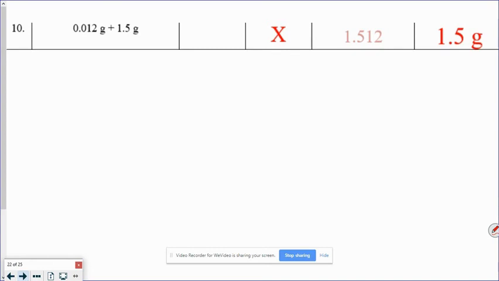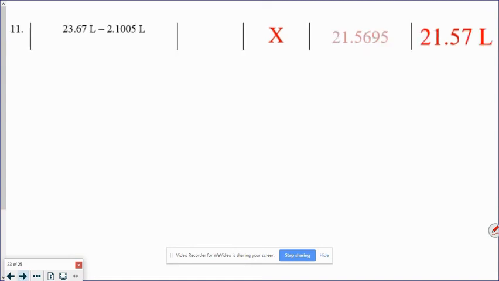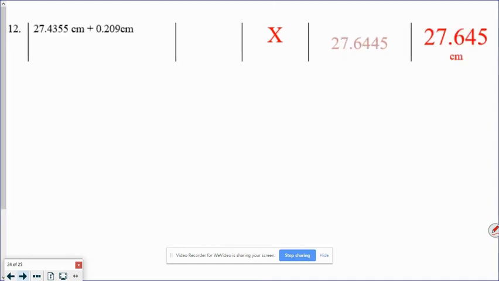Our least precise number here goes to the tens place, so our answer must go to the tens place. Our least precise number here goes to the hundredths place, so our answer must go to the hundredths place. Our least precise number here goes to the thousandths place, so our answer must go to the thousandths place.